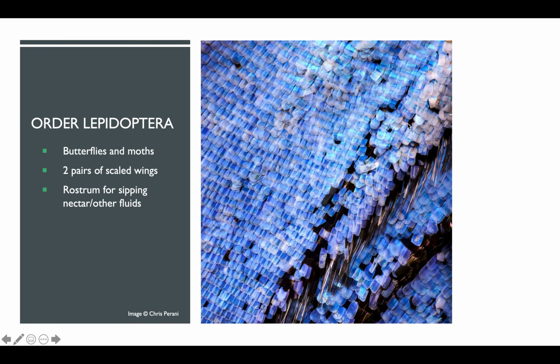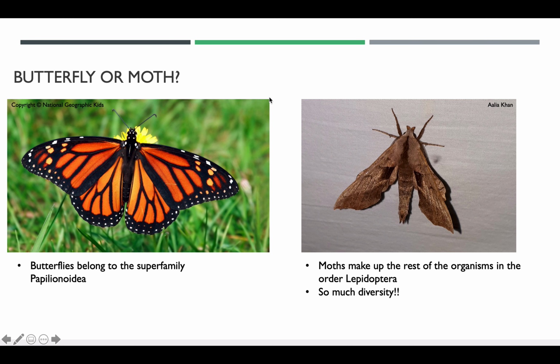So here's a close-up of a butterfly's wing, and you'll notice that it's made up of all these little tiny scales that are used to reflect light, which is really neat. All right, so Lepidoptera is made up of butterflies and moths. All butterflies sort of belong to the superfamily Papilionoidea, and moths will make up the rest of the organisms in this order. They're super diverse, and the overwhelming majority of lepidopterans you'll find will be moths.